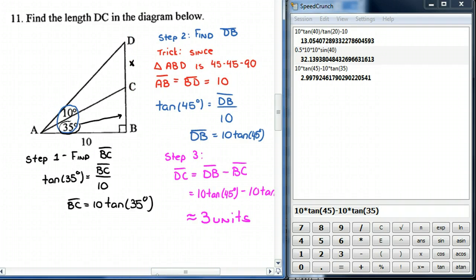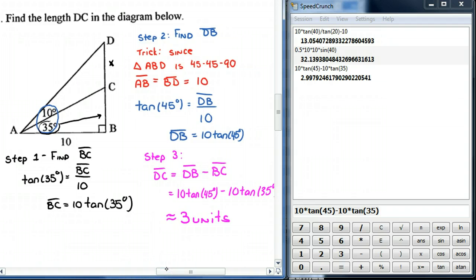Again, not a particularly hard problem as long as we break it up and we look for our right angle triangles. But one little point that I think is really nice to use here is the idea that you notice this 45, 45, 90. Remember, we always want to be looking for 45, 45, 90 triangles as well as 30, 60, 90 triangles.